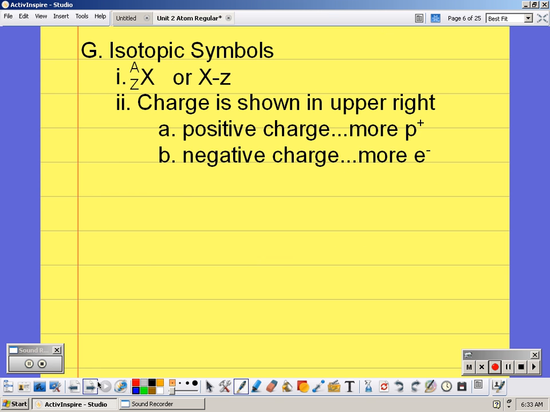Again, your isotopic symbols. You have the mass number and the atomic number. This should be an A. So you have the element, and then you have the mass number. A charge is shown in the upper right-hand corner. If it's a positive charge, it's telling you you have more protons, because protons are positive. If it's a negative charge, then you have more of the negative particle, the electron.